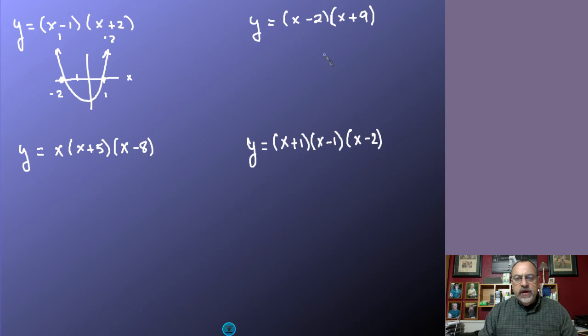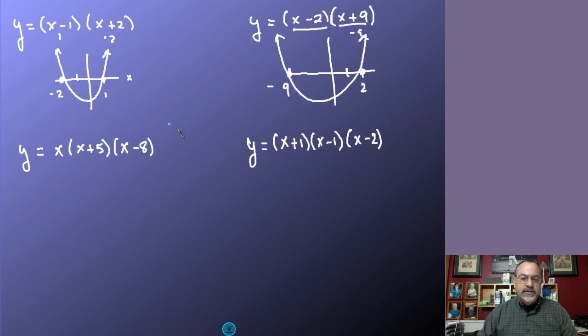Okay, over here, again, what are the zeros of the function? Well, a positive 2 would make that one 0, so I have a 0 at positive 2. And then I have a negative 9 here, that would make it 0, so that's a 0 as well. And again, we have a quadratic that opens up, so it's going to look something like that. Again, we're just making sketches, so that's fine.